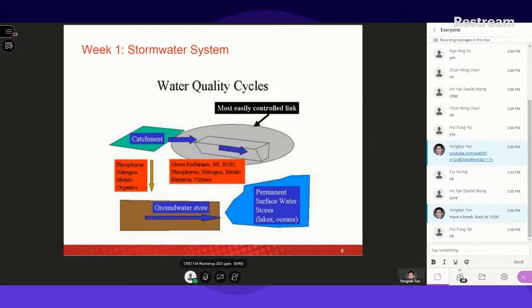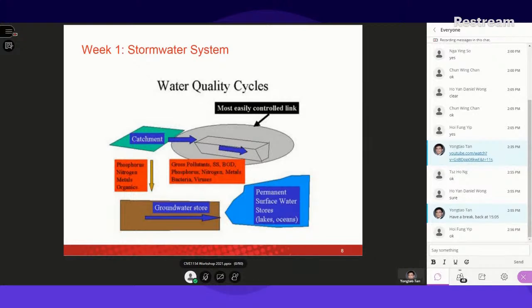They will be in the groundwater due to infiltration. The gross pollutants, suspended solids, and BOD, biological oxygen demand, and also others such as phosphorus, nitrogen, metals, bacteria, and viruses, are carried through the drainage channels.